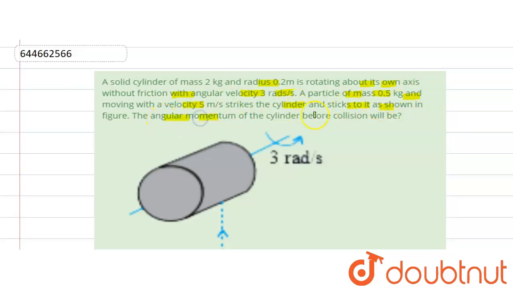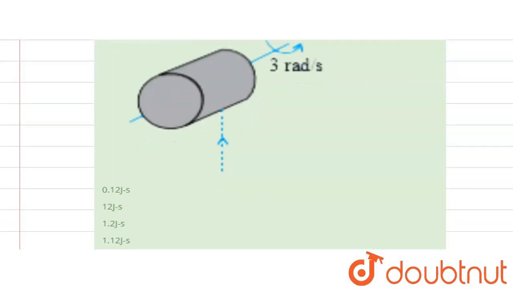So the angular momentum of the cylinder before collision is what we have to find. This is the cylinder, and these are the given options. Now we can check which one is right.